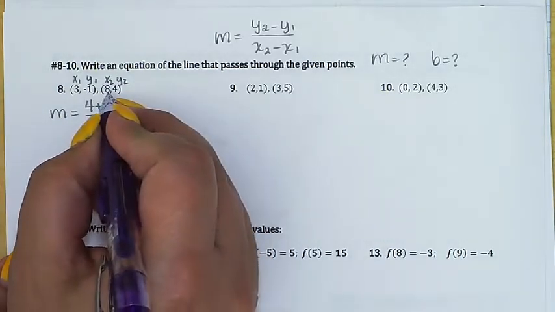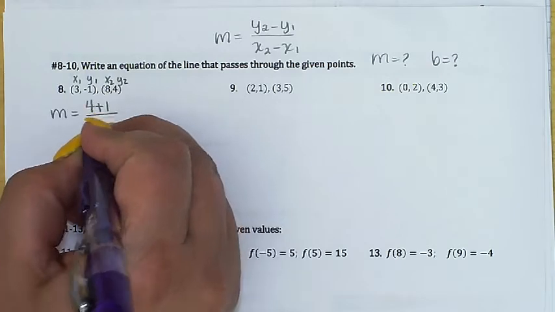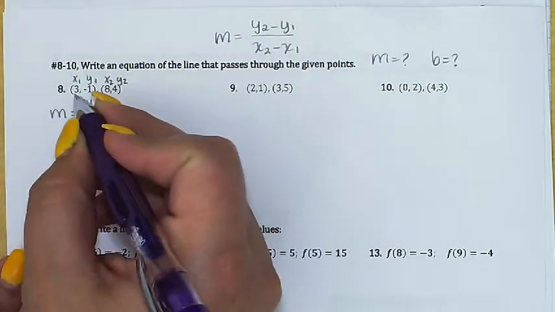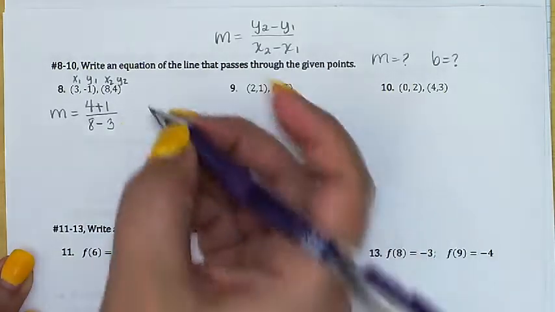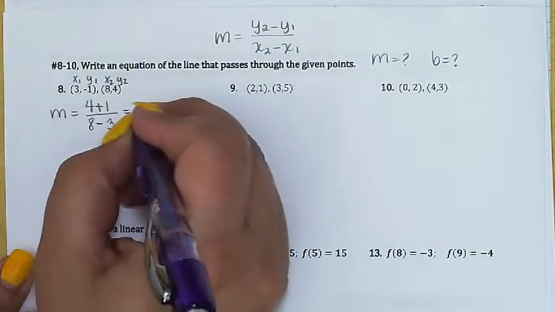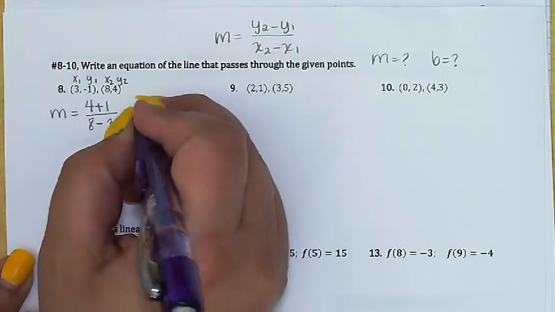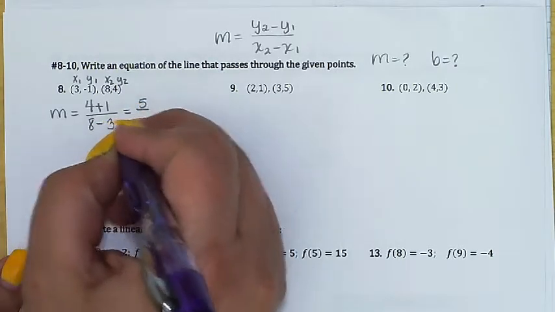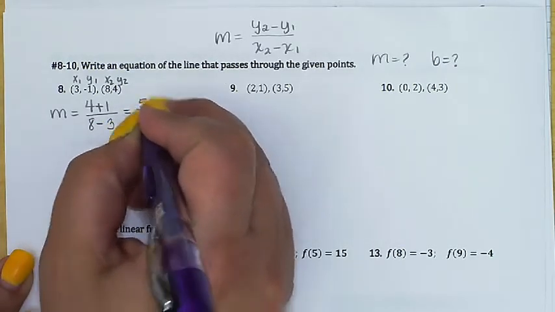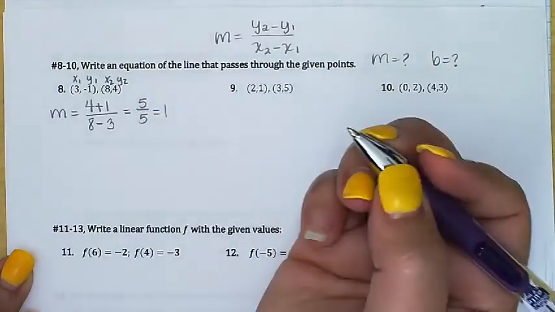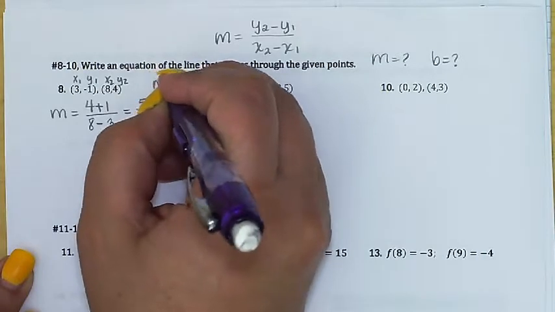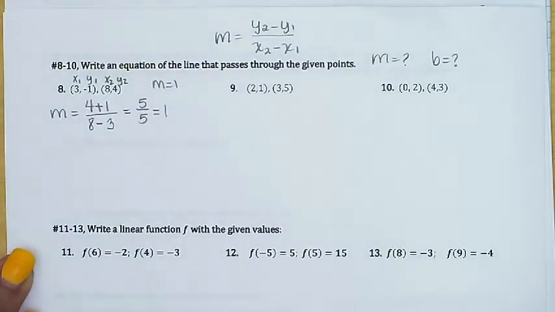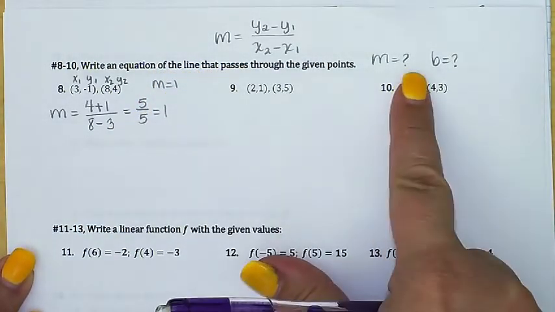On the bottom, it's going to be x2, which is 8, minus x1, which in this case is 3. And let's evaluate that. 4 plus 1 is 5. 8 minus 3 is 5. 5 over 5 is 1. And we just solved for the slope of this line. This line has a slope of 1, okay? That takes care of one of our requirements.